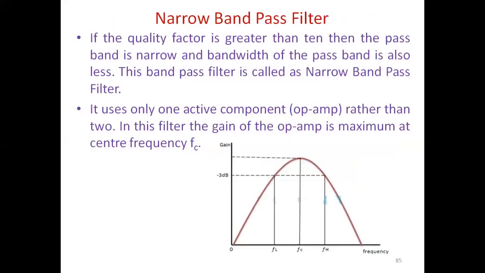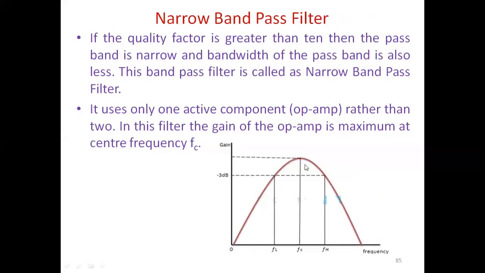Narrow band pass filter. Suppose the Q factor is greater than 10, the pass band is narrow, the bandwidth is narrow, then the filter is called a narrow band pass filter. In such a case, only one active component will be used instead of two. The gain of the op-amp will be maximum at the center frequency.